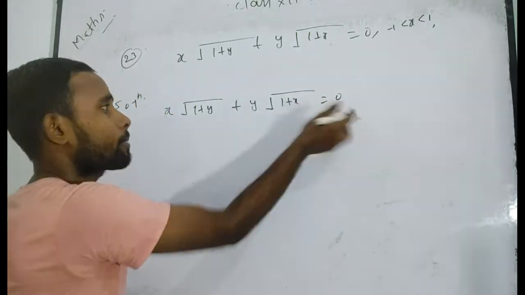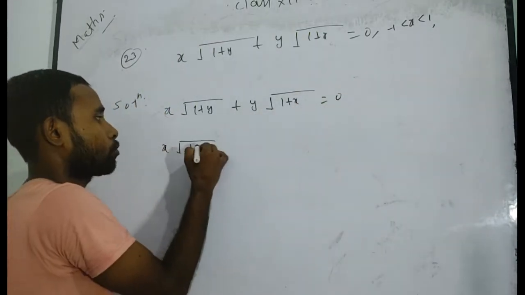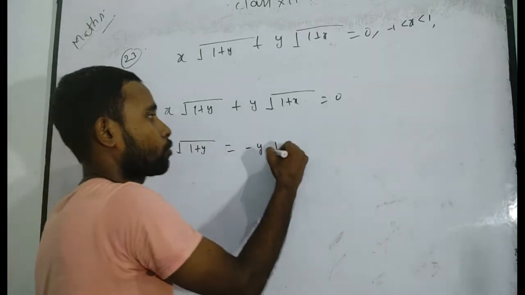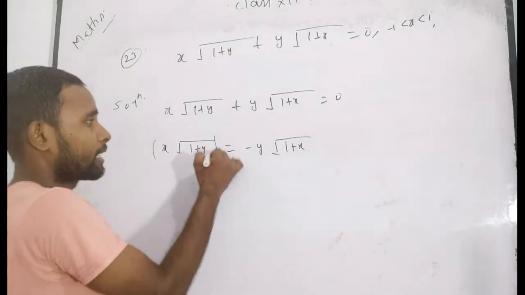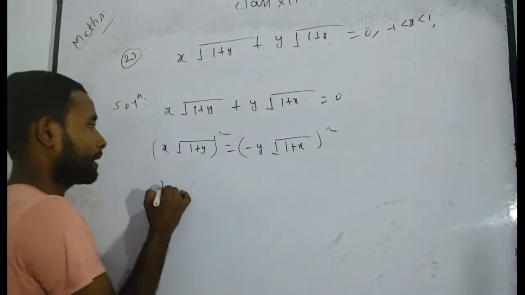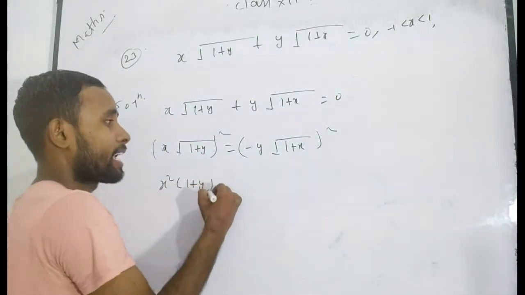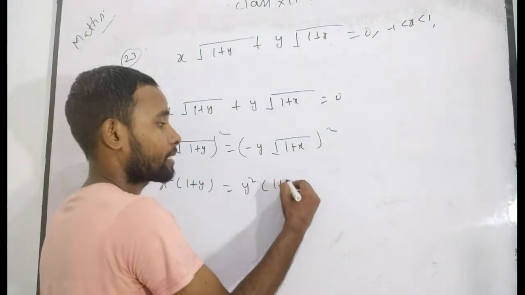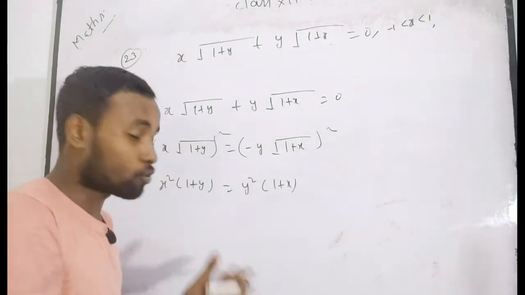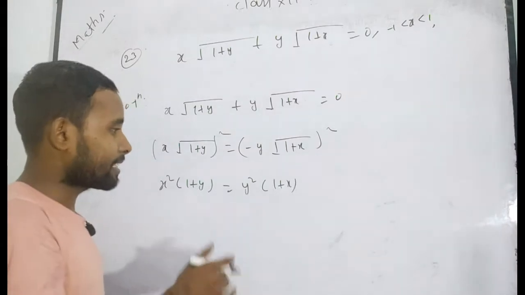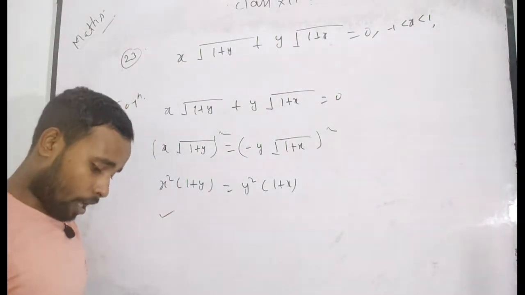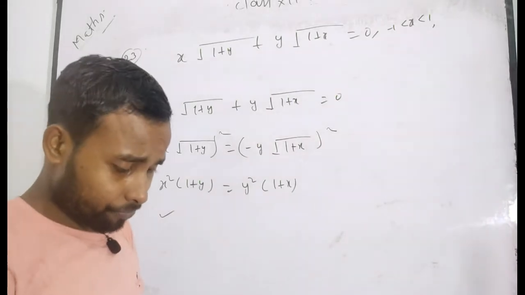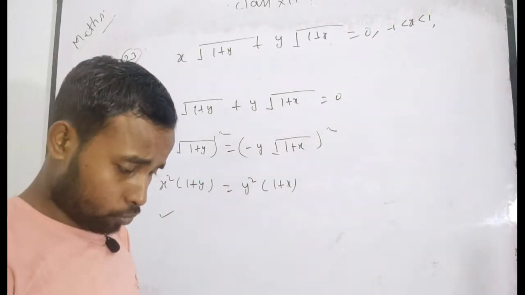Now you have to take this term to the right side. In that case you will get x times root under 1 plus y is equal to minus y times root under 1 plus x. Have you understood? Now you have to square on both sides. Squaring on both sides you will get simply x square into 1 plus y, and the right side you will get y square into 1 plus x. Now you have to simply differentiate, you will get your exact answer very easily. This is your second method. Now I think you understand this question very well.